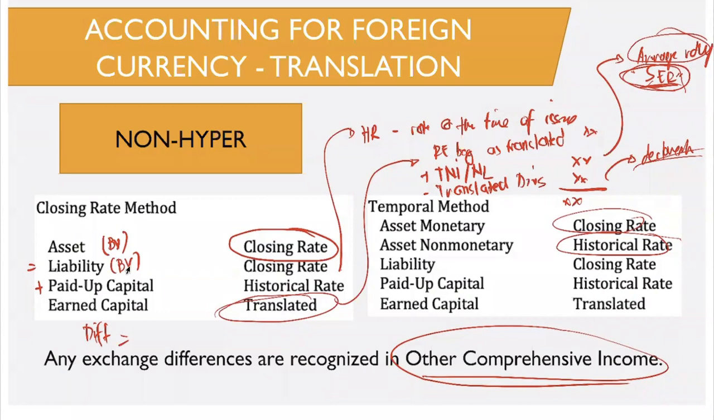So, what's the difference between closing rate and temporal? Only in your asset, wherein your asset monetary and non-monetary are classified under temporal. But in your closing rate, we do not classify them. Take note, any difference, because again, once we translate it, we place it in our equation: asset is equal to liabilities plus equity. So if there is a difference, whether here or here, then we place it in your other comprehensive income as a gain or as a loss.